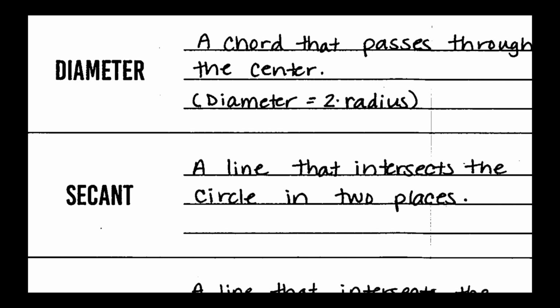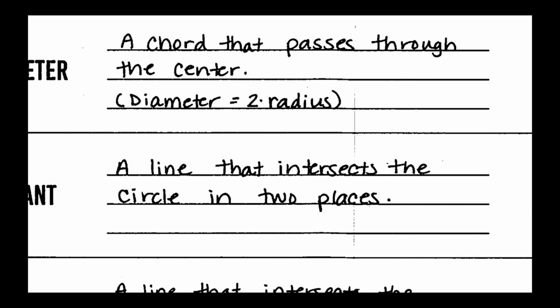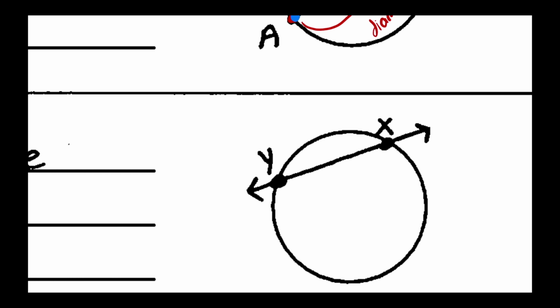Secant. A secant is a line. When we talk about secant, it's not a segment, it's a line, and it's a line that intersects a circle in 2 places. So here I have a line, and this line is hitting the circle twice, at this point and at this point. That's what we call the secant line.